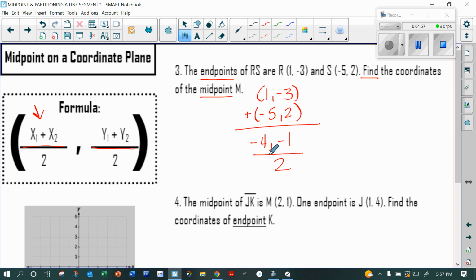So I've got -4 divided by 2 is -2. And -1 divided by 2 is -1 over 2. Remember, just leave it as a fraction. No sense in doing anything extra. And this is your midpoint.